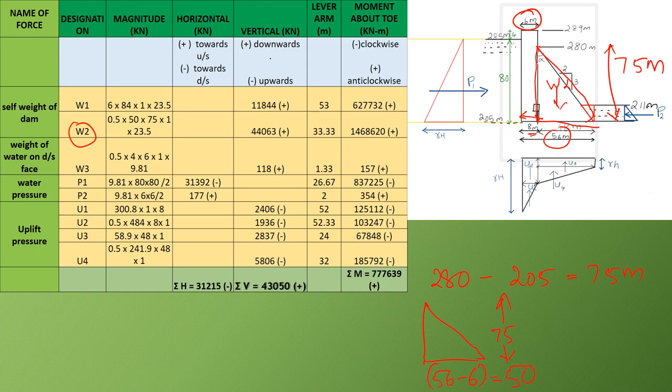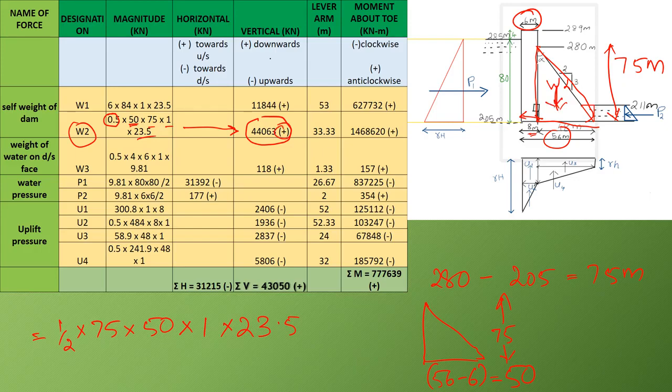Therefore the area of the triangle is half multiplied by 75, that is the height, multiplied by 50, that is the base width, into 1, that is the unit length of the dam that we are considering, multiplied by the unit weight of concrete given in the question as 23.5. So that is calculated here: 0.5 multiplied by 50 into 75 into 1 into 23.5, and that is obtained as 44,063, and that is also in the downward direction, so it is taken as positive.